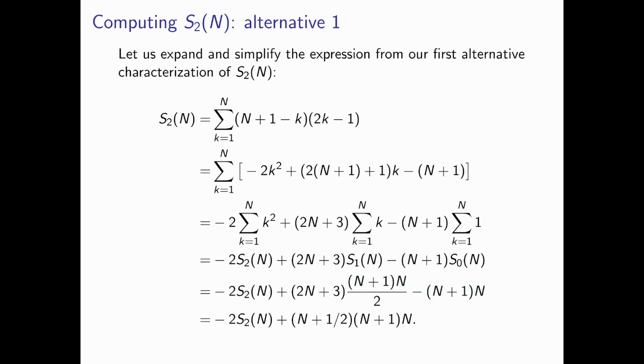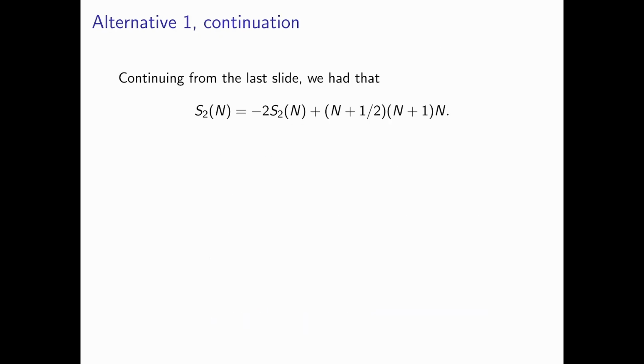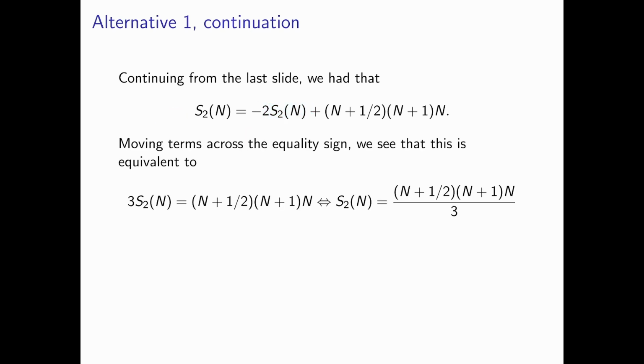I get that this is equal to minus 2 times s sub 2 of n plus n plus 1 half times n plus 1 times n. So basically, how do we get n plus 1 half here? Well, we take 2n minus 3 divided by 2 minus 1. And that's what this simplifies into. But here we see that we have more than just this expression here. We also have this part in the front as well. And now we can start manipulating this expression in order to sort of isolate s sub 2 of n. So we get the following, and then when we take this term and move it over to the left-hand side, we get the following expression.